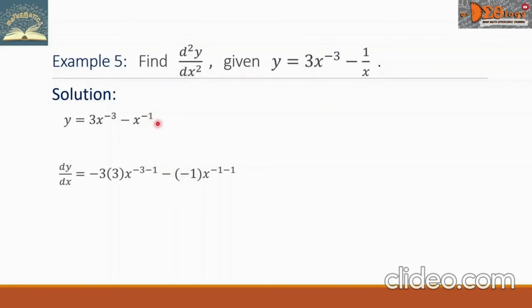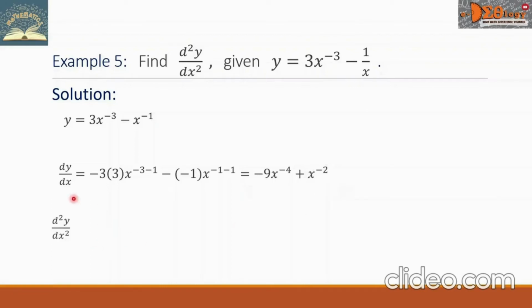So we have the negative 1 comes down times x raised to negative 1 minus 1. We simplify the first term as negative 9 times x raised to negative 4. And then the second term, negative of negative 1 is now positive. Then we have x raised to negative 1 minus 1. So we have here negative 2 as exponent. This is the first derivative.